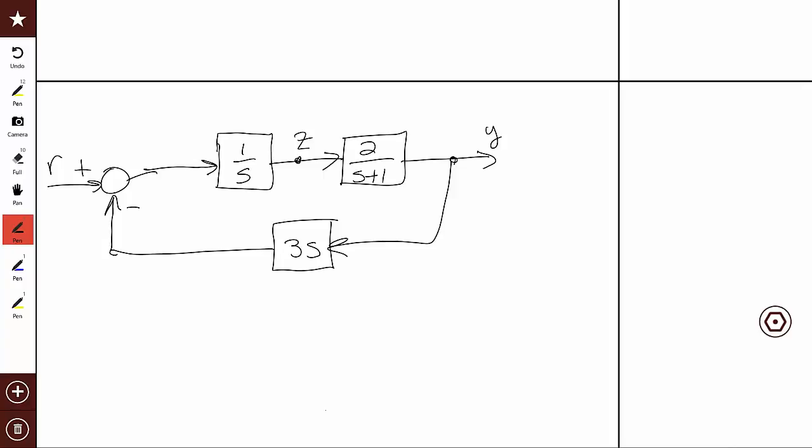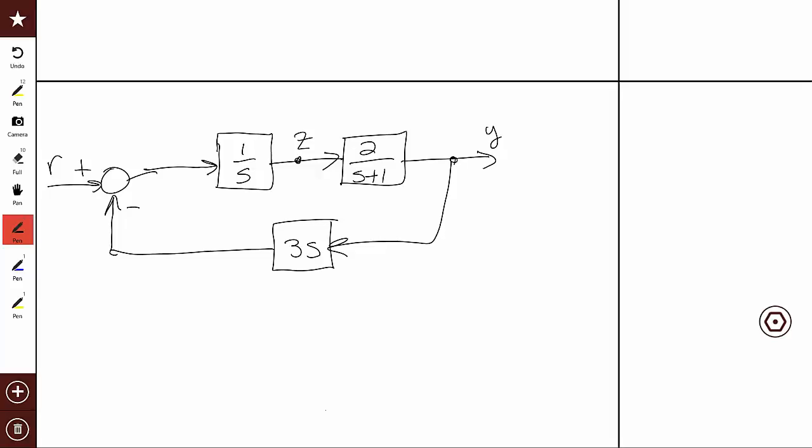Okay, here's what I want. I show you a diagram. I would like to have the transfer function. Did I tell you everything you need? No. The transfer function, right? For what output?